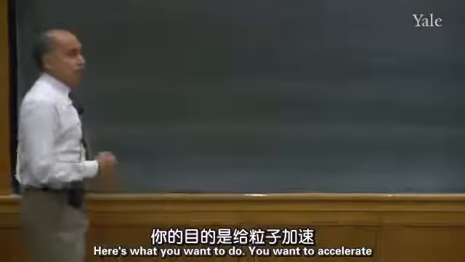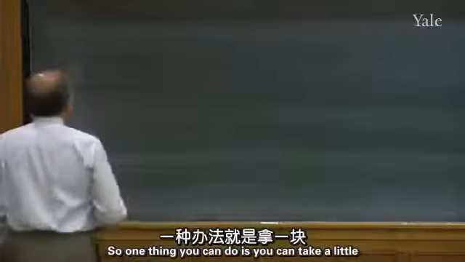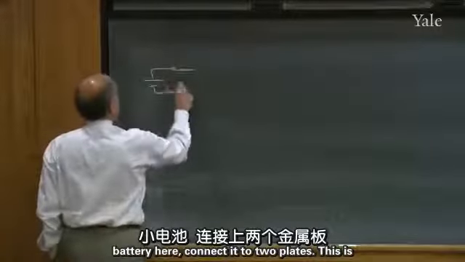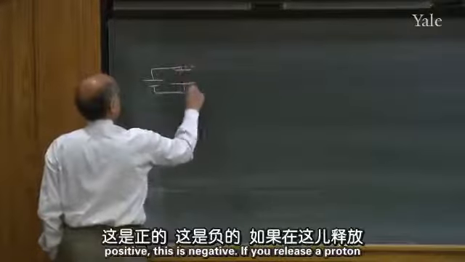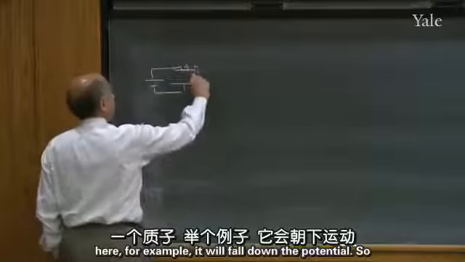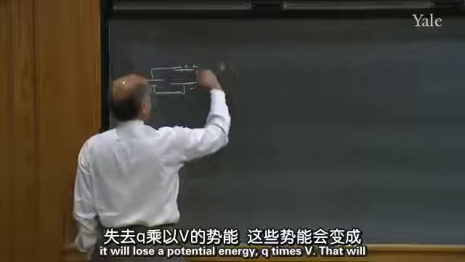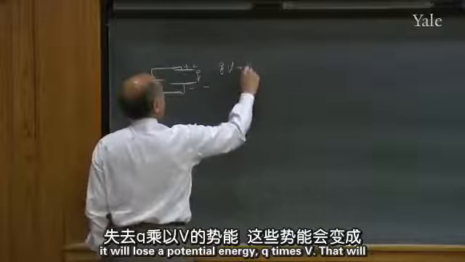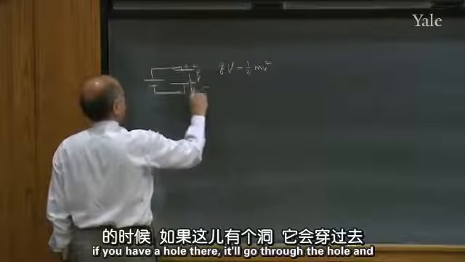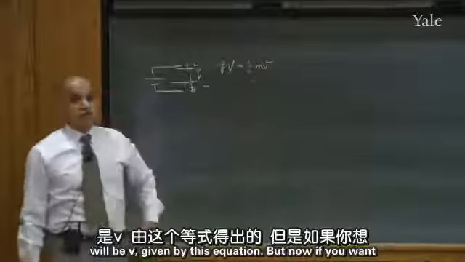Here's what you want to do. You want to accelerate particles so you can smash them against other things. So one thing you can do is take a little battery here, connect it to two plates. This is positive, this is negative. If you release a proton here, for example, it'll fall down the potential. So it'll lose a potential energy q times V. That'll turn into 1/2 mv squared. And just when it hits the bottom plate, if you have a hole there, it'll go through the hole, and you have a particle accelerator whose output velocity will be v given by this equation.